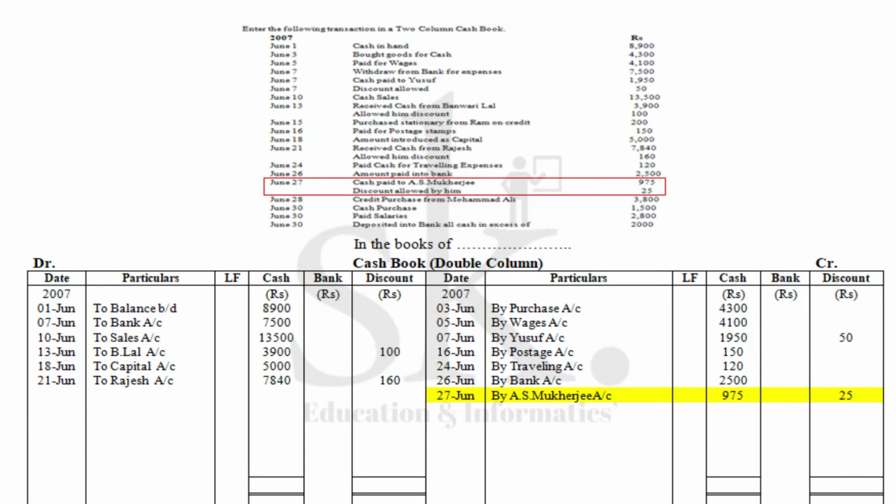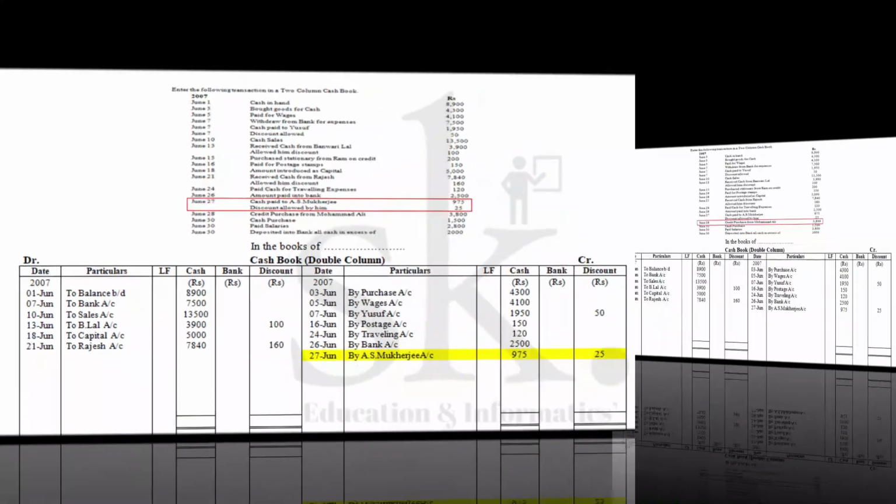On 27th of June, cash paid to Mr. Mukherjee 975, discount allowed by him rupees 25, which means to say cash has been paid to Mr. Mukherjee. That means Mr. Mukherjee account debit, the total amount will be 1,000, to cash account 975, to discount account 25. Therefore, S. Mukherjee will be recorded on the credit side of the cash book with 975 in the cash column and 25 rupees in the discount column.